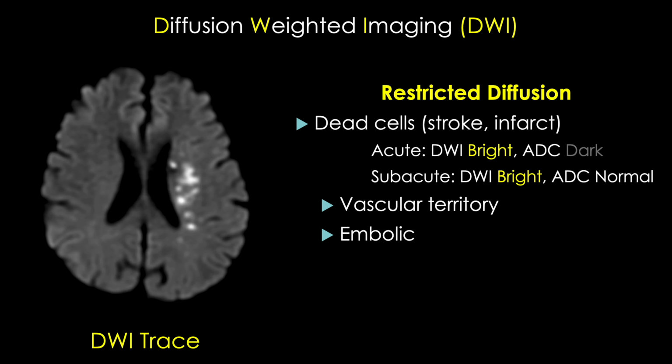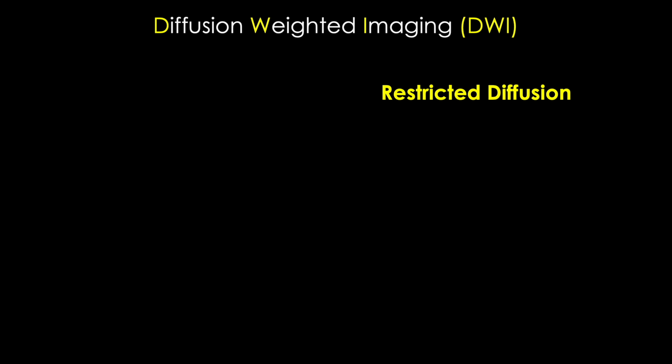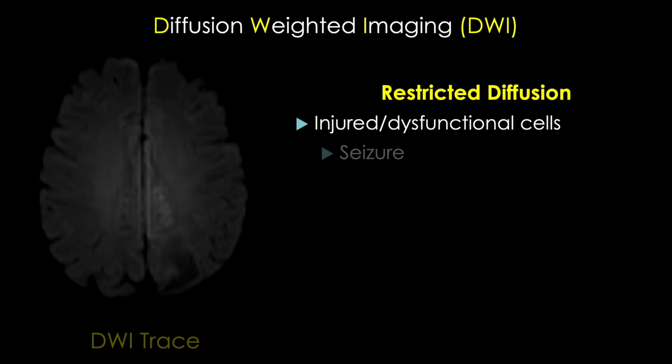So these are two common etiologies that cause restricted diffusion: acute dead brain cells from either a large vascular territory or embolic stroke. What else can cause restricted diffusion? It turns out injured and dysfunctional brain cells also can lead to restricted diffusion, the first example being seizure.